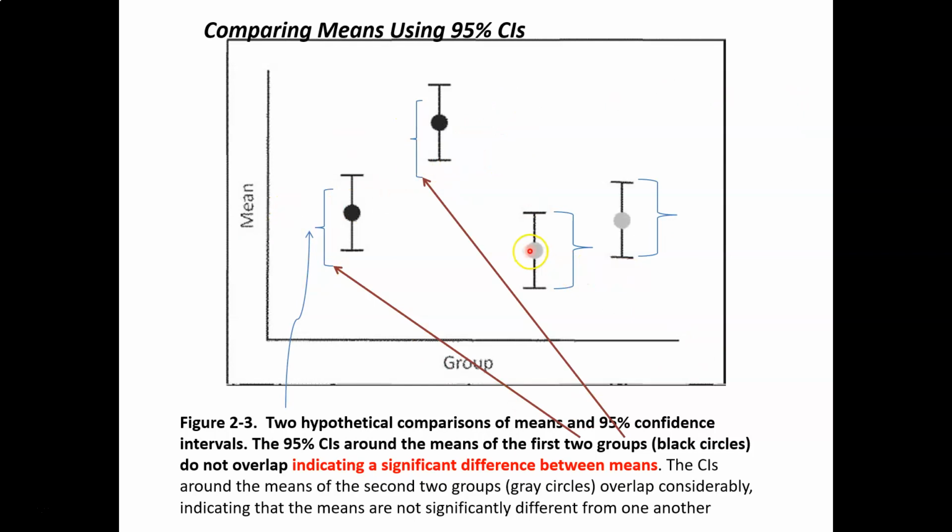Look at this case. The mean is not exactly the same between these two groups. They are quite different. This mean is slightly lower than that mean, but their ranges overlap. So despite the differences in the mean, because the actual confidence intervals overlap, because the data spread overlaps, those two samples are not significantly different from each other.